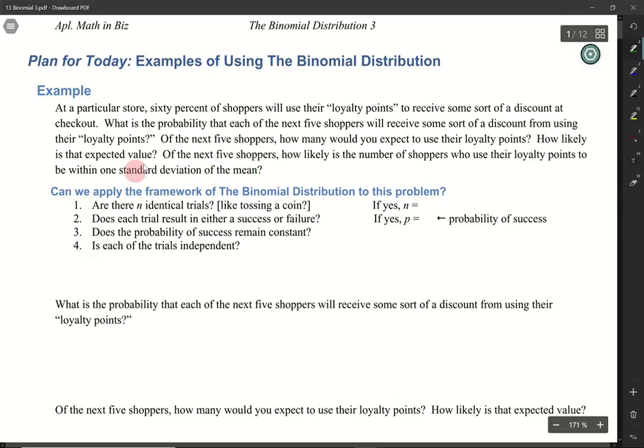That's kind of a really statisticsy question, but the others are more natural, perhaps. So you might read this and see the 60%, right? 60% will use their loyalty points. And then it's asking about 5 shoppers, of the next 5 shoppers. And so you might say, there's no interest rate here, there's nothing about variable costs and fixed costs, no events, right?